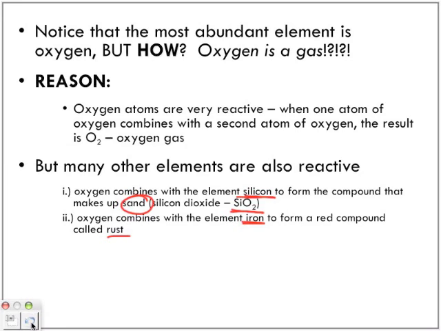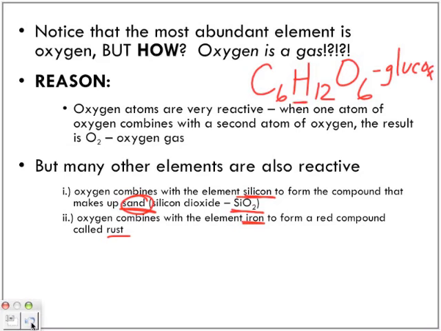So oxygen can exist as the gas, as the O2 gas that we breathe in. Oxygen can exist in sand. Sand is used to help make glass. We talked about sugar, C6H12O6. Here's the formula of glucose. We said hydrogen is the most abundant element in the universe, in fact. It's found there in glucose. Look what else is found in glucose: oxygen atoms. Oxygen is very reactive. Hydrogen, very reactive.